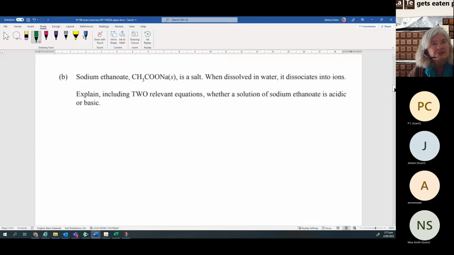Now we're told it's a salt, and when dissolved, it dissociates into ions. So a salt will always break up completely into its ions. So remember, when something is ionic, we've got a metal cation and a non-metal anion. If you're not sure where to break it, look for the metal part, and that'll be the cation.